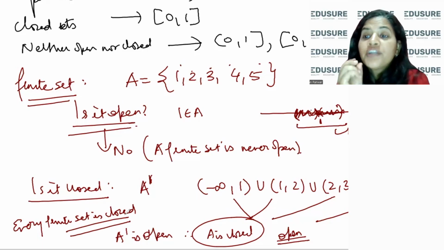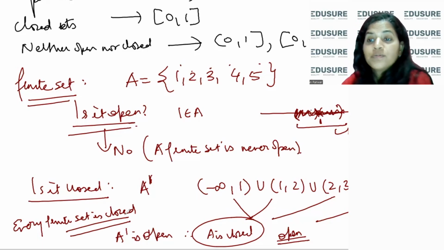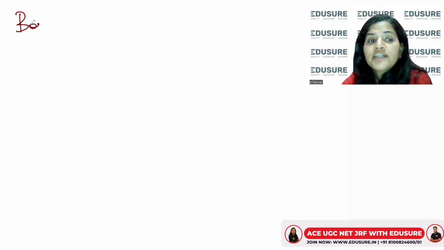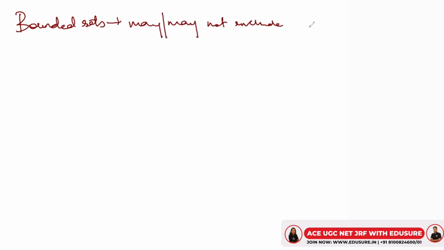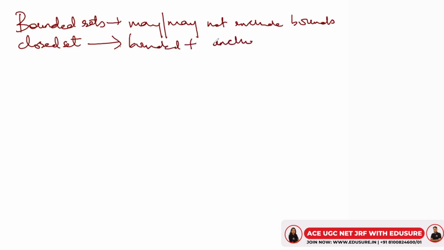If you go deeper into the concept, this is the definition of open sets and closed sets. But where did we start? We started with bounded sets. The bounded sets may or may not include bounds. Okay. What is a closed set? A closed set is the one which is bounded plus includes bounds.